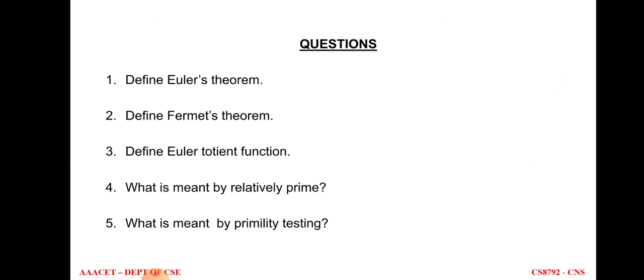The Euler-Totient function is denoted by phi of n, and it is used to find the number of values smaller than n and relatively prime to n. So there are 4 rules in the Euler-Totient function.